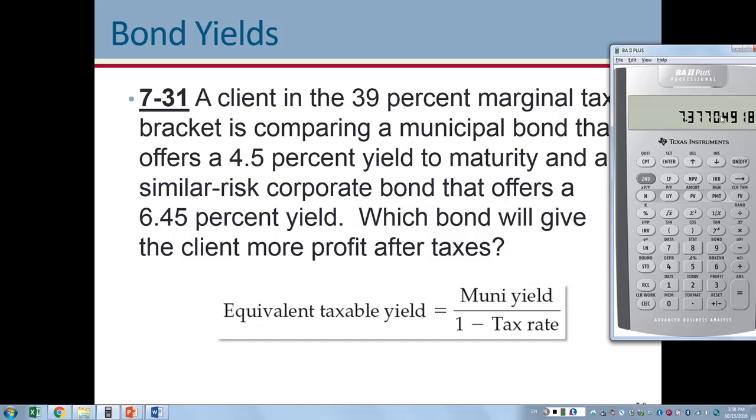Therefore, if I'm an investor in the 39% bracket, I'm gonna go with the municipal bond, right? Otherwise, if I had to pay taxes, I need a bond that pays me at least 7.38%. If it pays me 7.38 or more, I'll go with the corporate one. If not, the municipal bond gives me a larger after-tax profit.